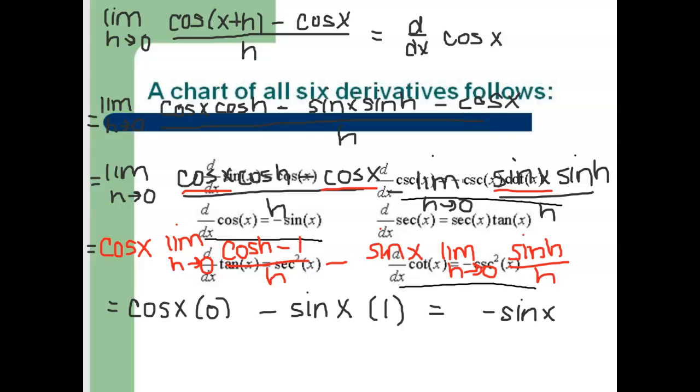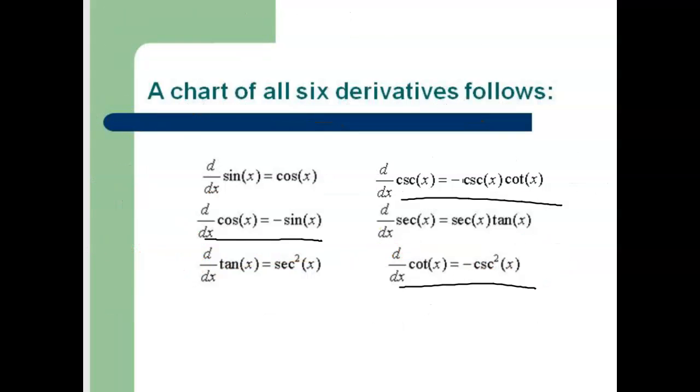Okay, which leads to our conclusion for the derivative of all the trig functions. Now you'll notice that I've underlined in black all of the trig derivatives that have a negative derivative. The derivative of all the trig functions that start with C have negative derivatives. So you're just filling this in at the bottom of that page.